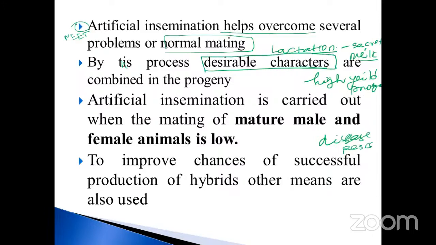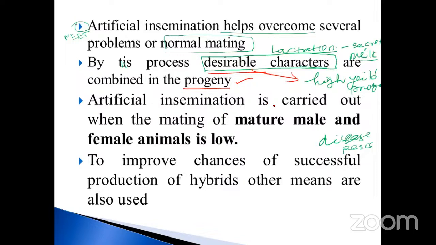Don't forget the desirable characters. When you are selecting the superior character of the male, you have to consider these parameters, or have them combined in the progeny. The main desirable characters are high quality of milk, and that the young ones, the offspring, are of superior quality, with highly resistant capacity and survival fitness also. That is very, very important.